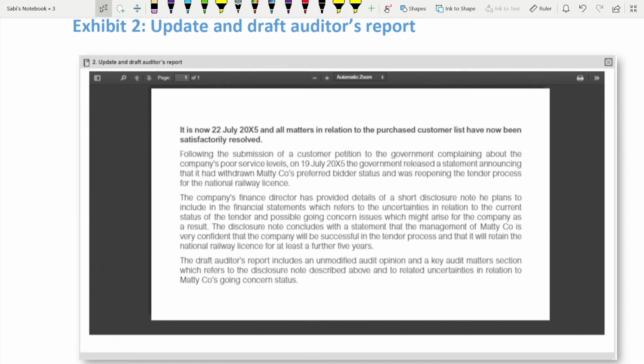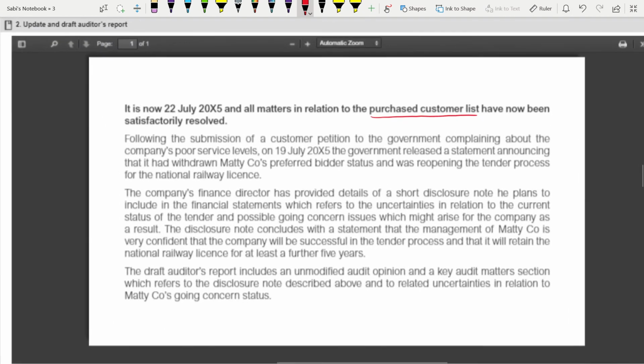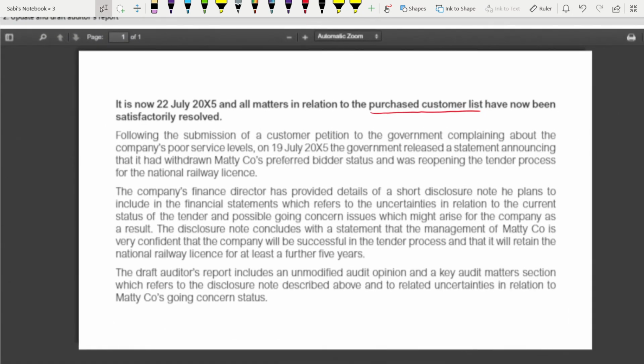It is now 22nd July 2005 and all matters in relation to the purchased customer list have now been satisfactorily resolved. This is regarding the purchased customer list, okay? It has been satisfactorily resolved. Following the submission of a customer petition to the government complaining about poor service levels, on 19 July 2005, the government released a statement announcing that it has withdrawn Matic Company's preferred bidder status and was reopening the tender process for the National Railway license. It has withdrawn.